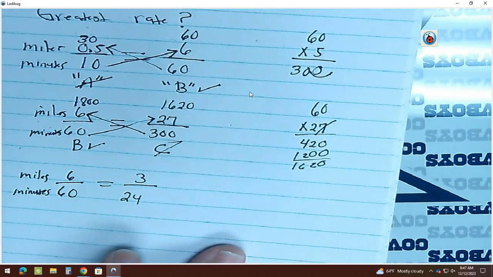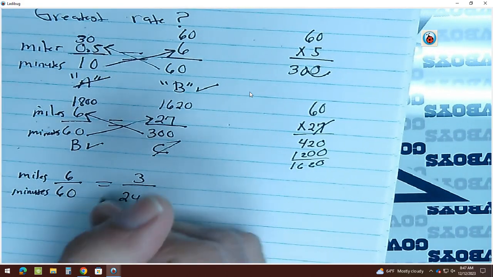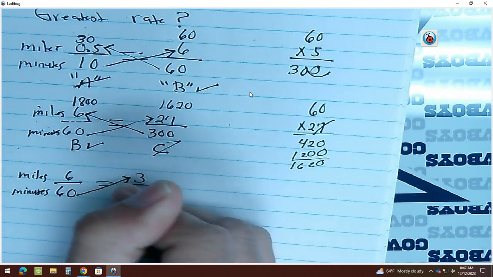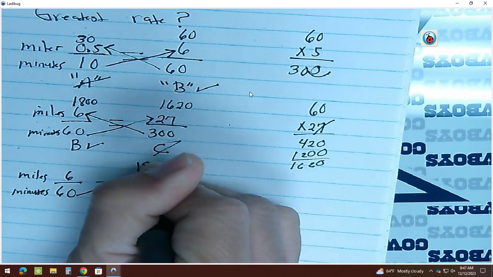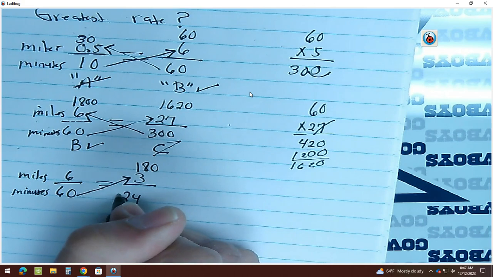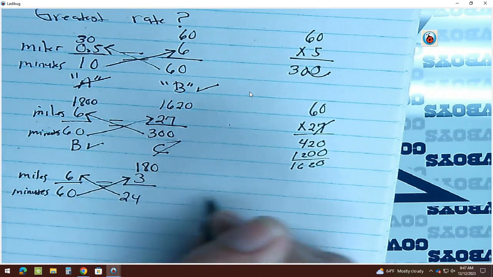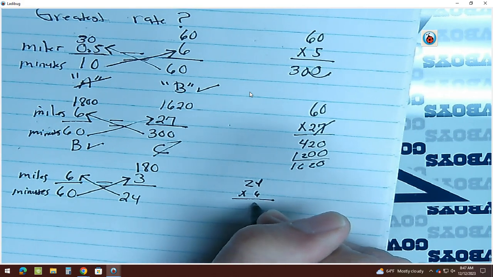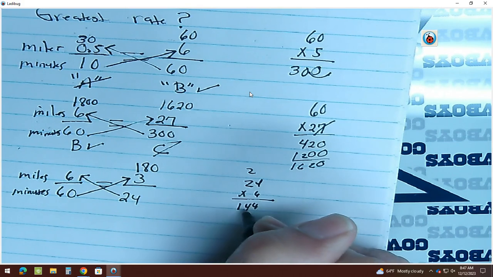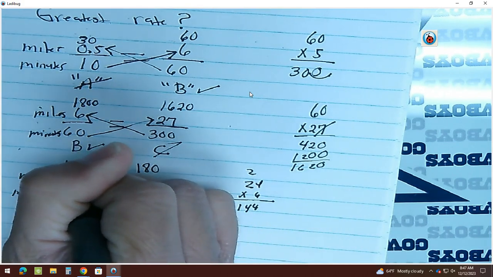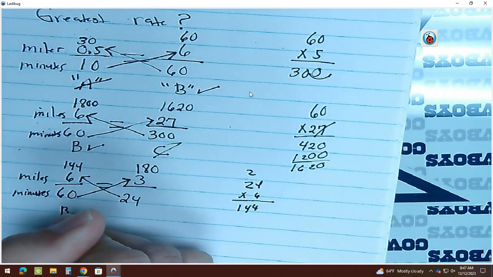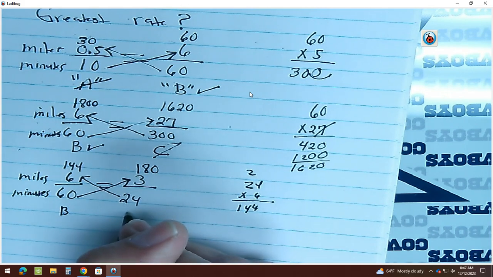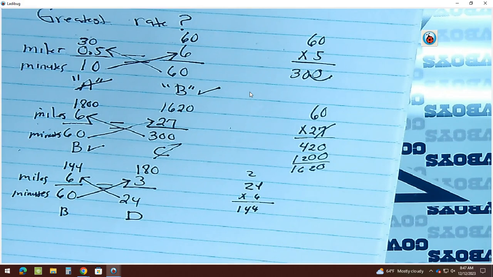And I do the same process, cross products, cross multiply. 60 times 3, 180. 24 times 6, I have to go to the side. 24 times 6. That would be 24. 12 plus 2, 144. This one was choice B, and this one was choice what? D. Who wins now?